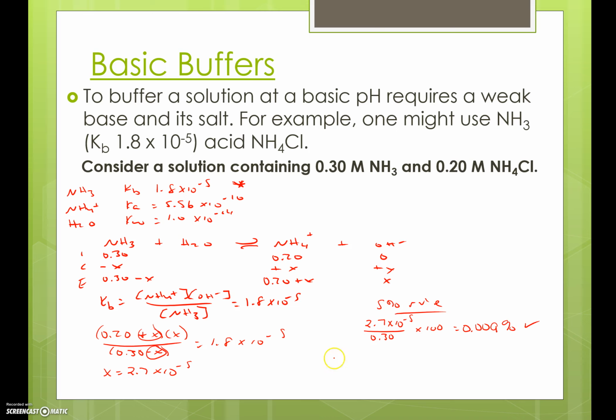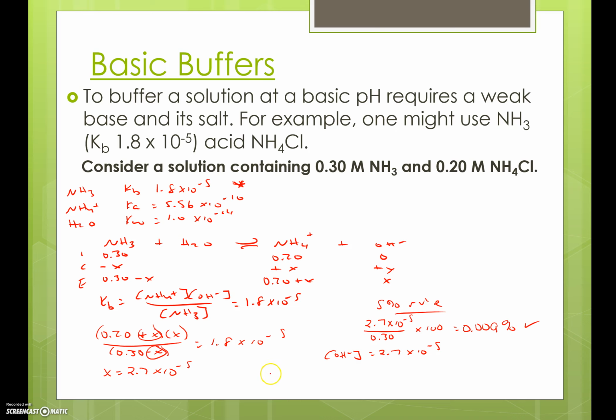Now, when we solve for X, what we actually solved for isn't the hydrogen ion concentration, but it's the hydroxide ion. So the hydroxide ion concentration is 2.7 times 10 to the minus 5. I've got two ways that I can calculate my pH. I can either take the negative log of that value and get my pOH and subtract it from 14, or I can take that value and divide it into Kw. That'll give me my hydrogen ion concentration, and then I can take the negative log of that.